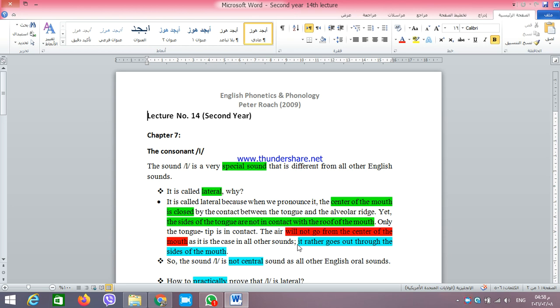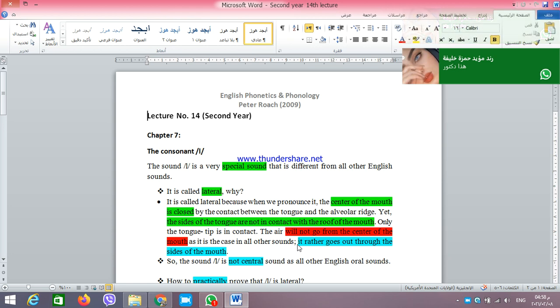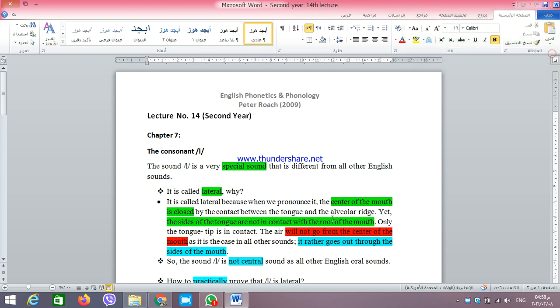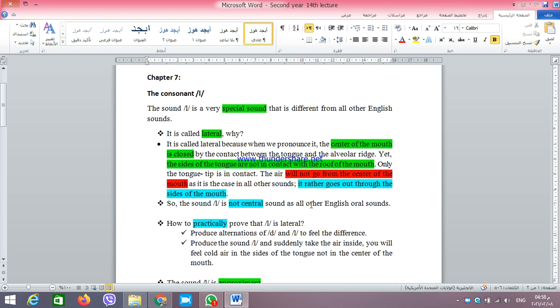My dear students, today we are going to talk about two important consonants in English. They are very special in terms of their pronunciation and in terms of their distribution as well. Okay, these consonants are the consonant la, which is, as I said, a very special sound because it is the only sound that is produced when the air goes out through the sides of the mouth rather than the center of the mouth.